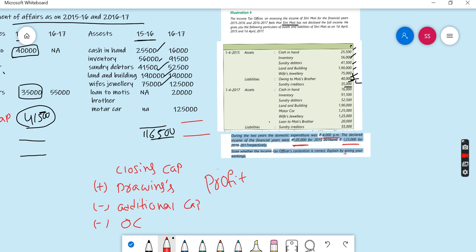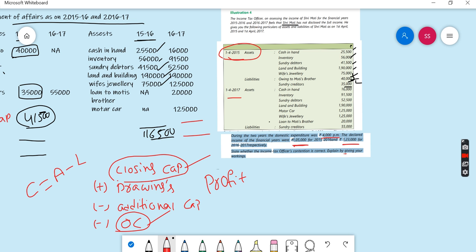In the question they didn't give the closing capital and they didn't give the opening capital, but they gave the opening assets and liabilities, and then they gave the closing assets and liabilities. We know the capital formula is assets minus liabilities. So if you deduct opening liabilities from opening assets, you will get the opening capital, and closing assets minus closing liabilities will give the closing capital. So we know these things, so we can figure this out by using this information.